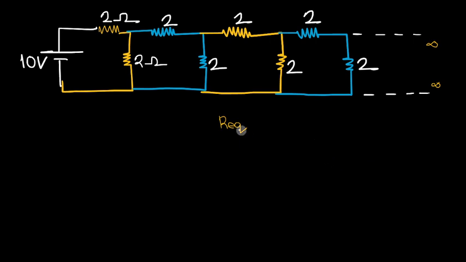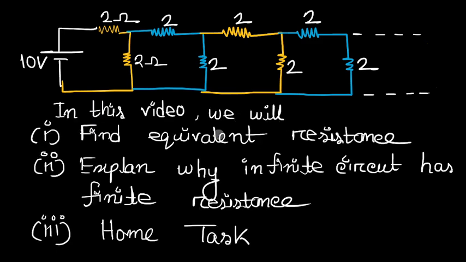So you might be thinking then R equivalent is also infinity, but it's not true. We will have a finite equivalent resistance from this circuit. So in this video we will find the equivalent resistance of this circuit and then explain why an infinite circuit has finite resistance, and you have a home task at the end.